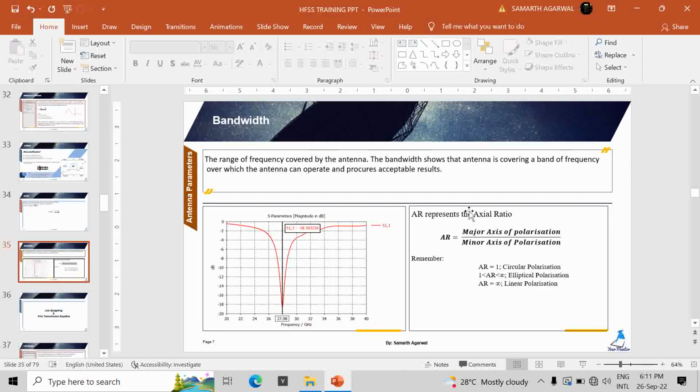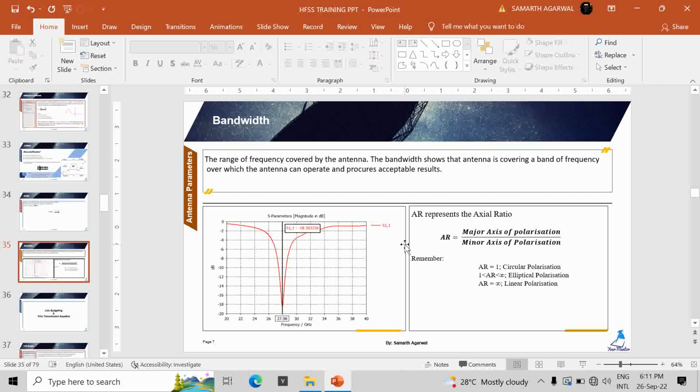Now what is bandwidth? Bandwidth, in layman's terms, means the range of frequency in which the antenna is resonant and provides acceptable results such as gain and everything. That is called the bandwidth of the antenna, or the bandwidth of operation for that specific antenna.